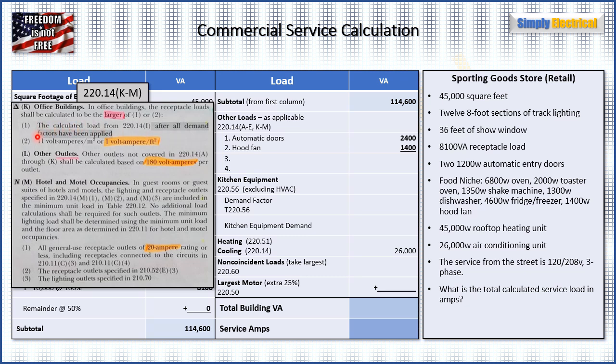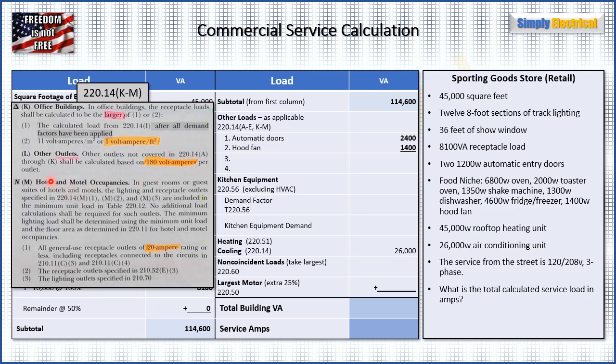Number 2, it says or 1 volt ampere per square foot. So if we had an office building, which we don't, but if we did, we would take the square footage of the building and we'd apply a 1 volt ampere per square foot to that. So basically it's going to be the square footage of the building, that value, and we turn that into VA, and whichever one of these two is larger, we have to take it and put it in our calculation. So that's pretty straightforward. All right, but we don't have an office, so that does not apply to us.